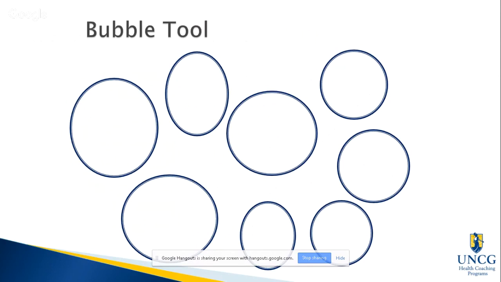It may be as simple as pulling out a blank piece of paper and just drawing some bubbles on there to let the client fill in some of the areas that are related to their overarching goal with health and wellness. What are some of the possibilities that they might want to talk about?